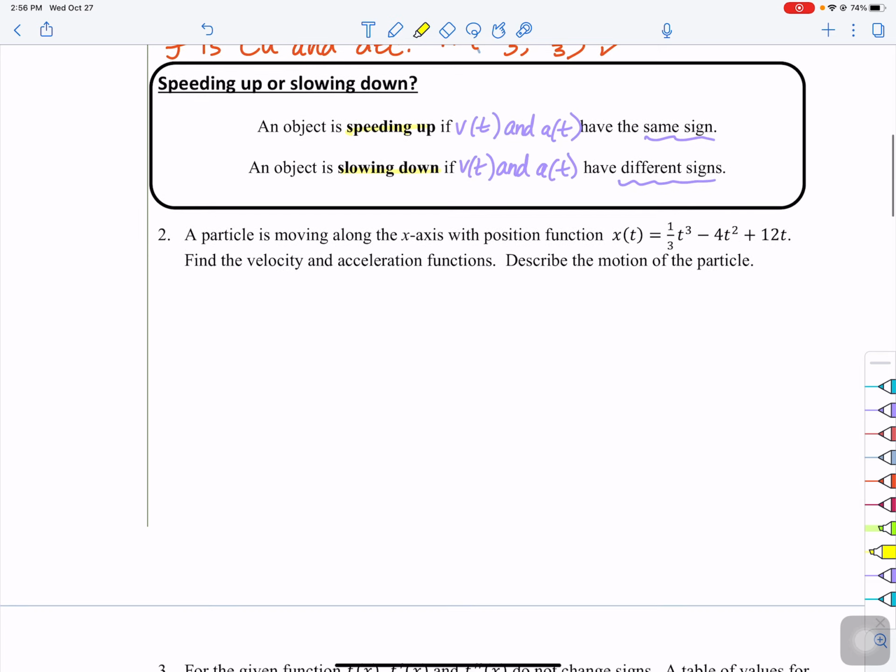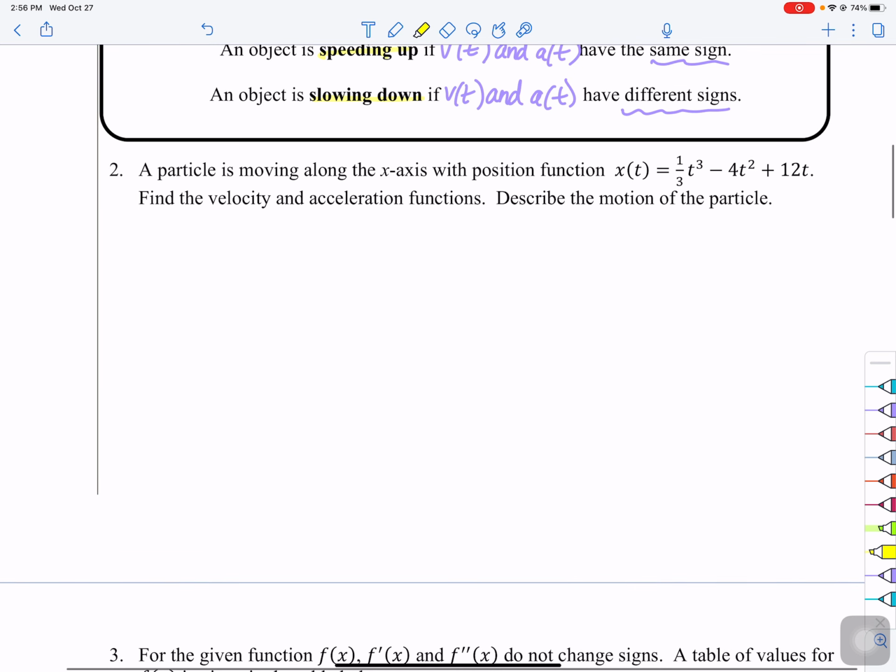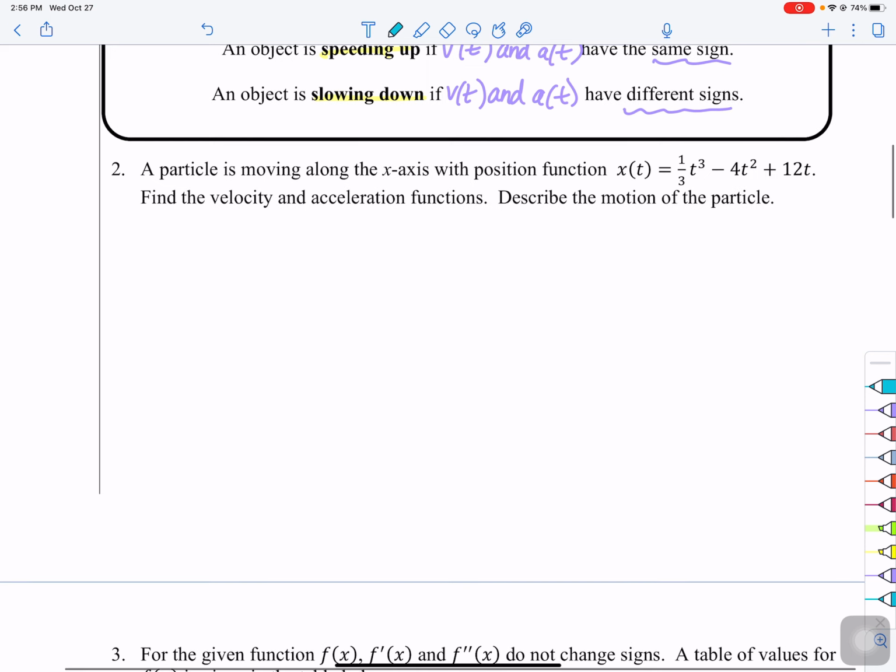So let's go ahead and try example 2. A particle is moving along the x-axis with its position. So this is our position function. Find the velocity and the acceleration functions, and then we're going to describe the motion of the particle. So let's go ahead and find the velocity first.